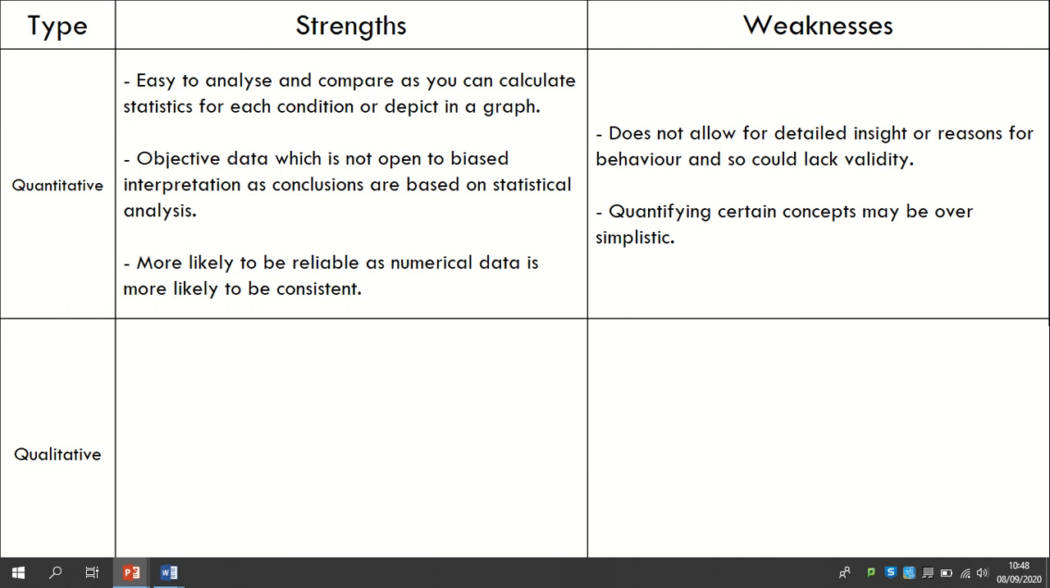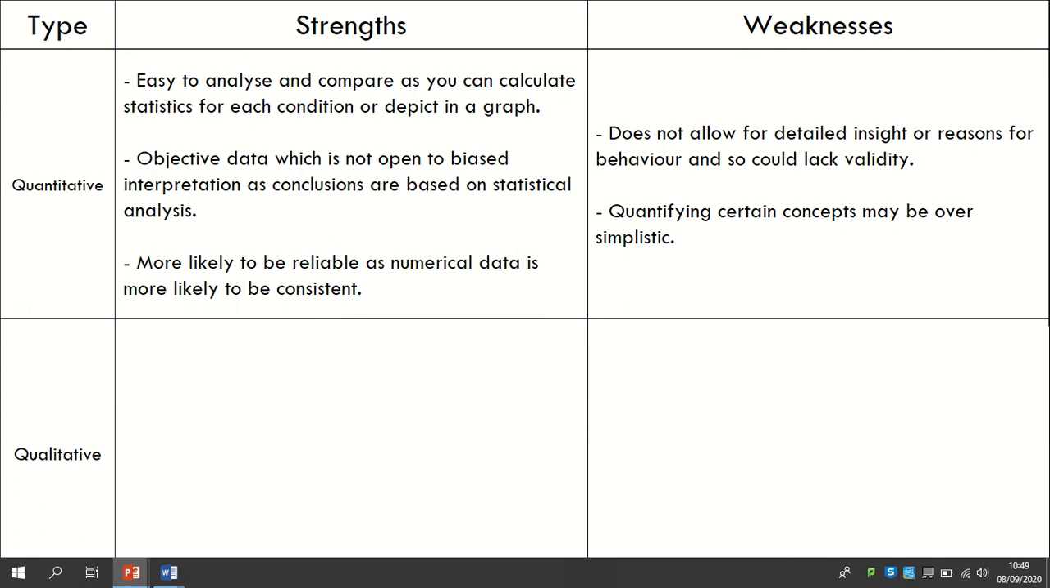Weaknesses, however, include that it doesn't allow for detailed insight or reasons for behaviour. Because you're just getting a score, you don't actually know the reasons behind that. So it may be that the females got better memory scores, but we don't know why because we haven't asked them any questions. We haven't collected any qualitative data from them.